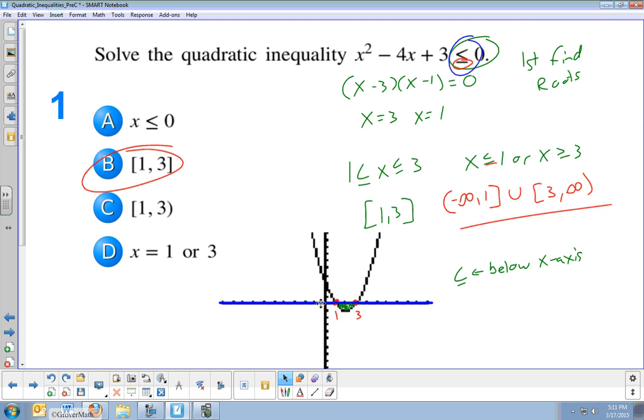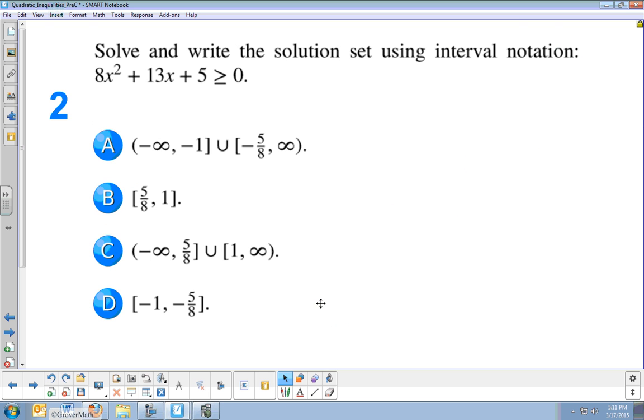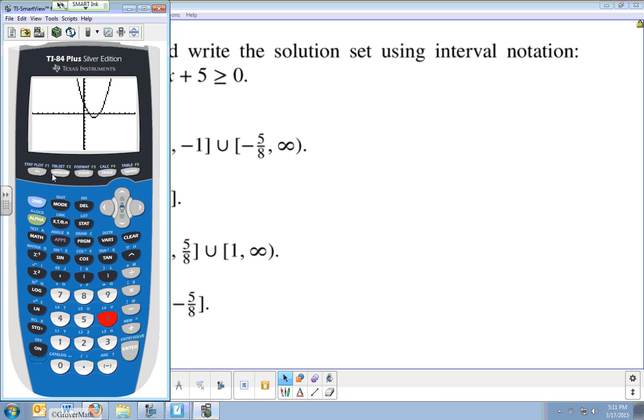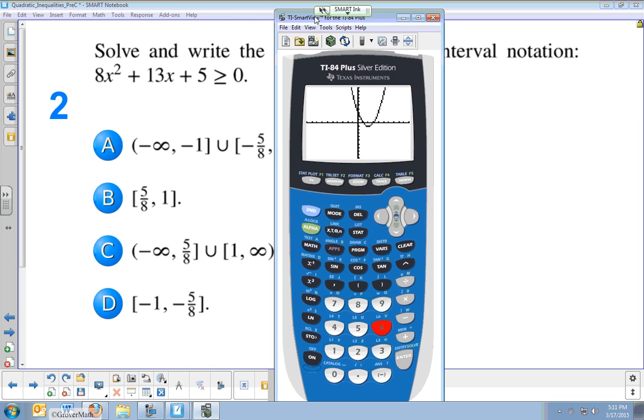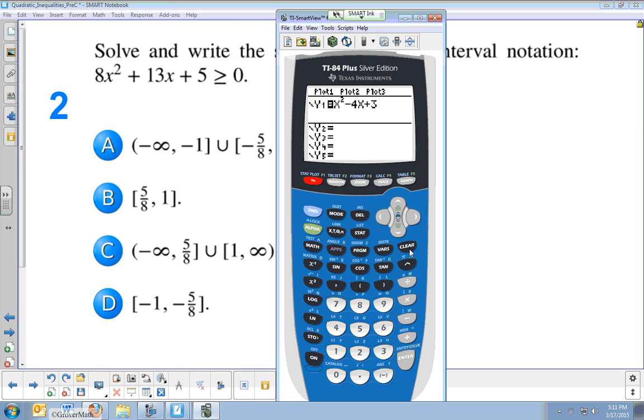Let's do another example. Solve and write the solution set using interval notation. 8x squared plus 13x plus 5 is greater than or equal to 0. Okay, first thing I'm going to do is type it into the calculator, because this one is definitely not going to be as easy to factor.